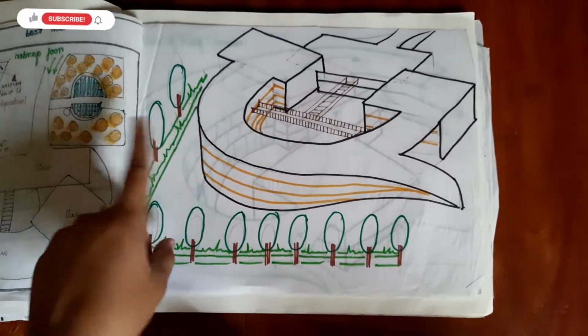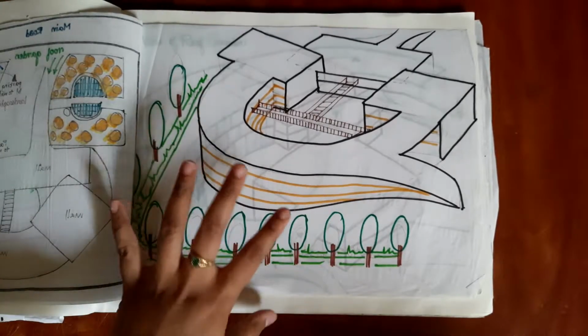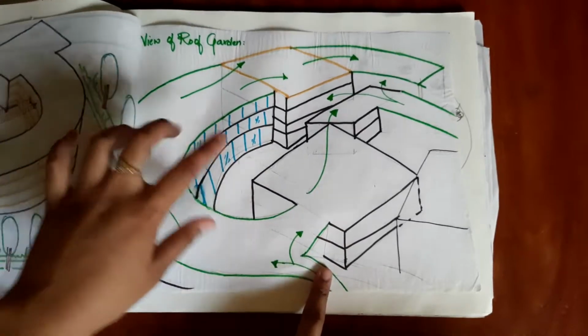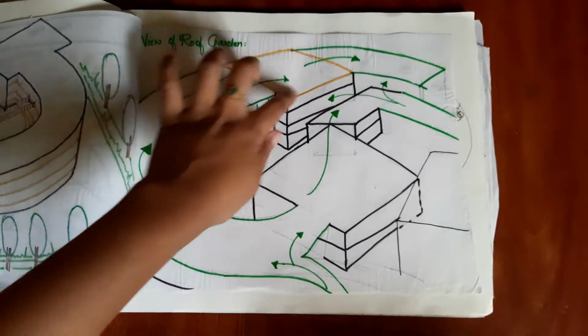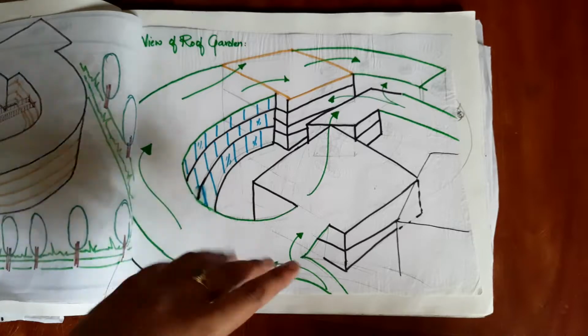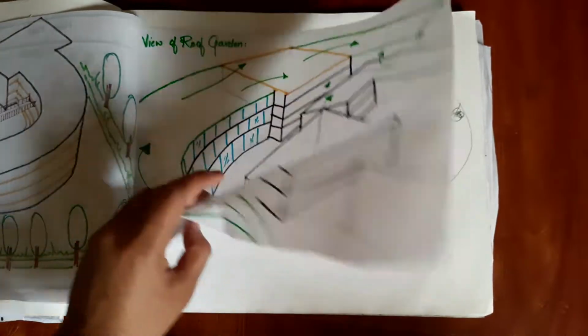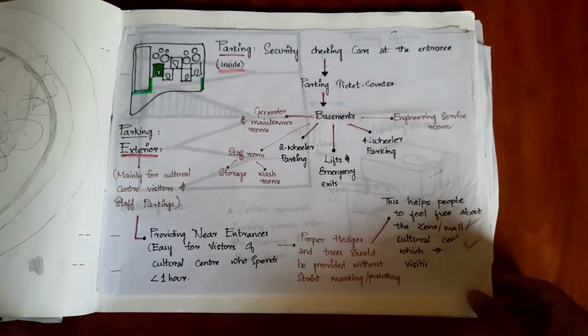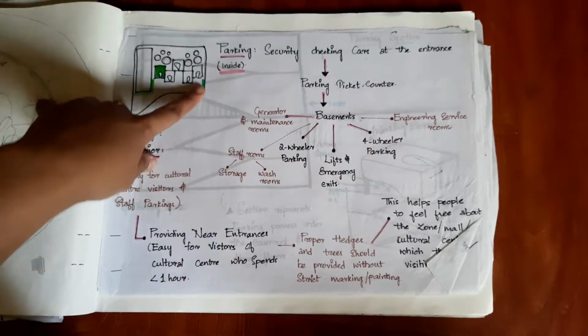I thought of having a roof garden and having a mall and cultural center on either side and connecting both of them. Then I've explained the roof garden circulation and all, how it works and how people can move easily in this particular thing. And then some random sketches of ramps and all. And then I've started working on the third one.